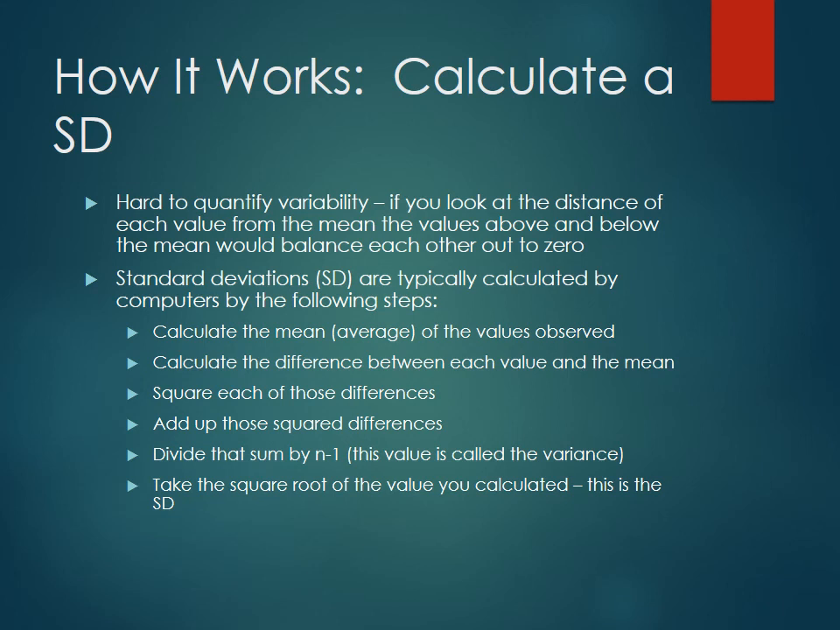Then you calculate the difference between each value in the data set and the mean, so you have an equal number of differences as values in the data set, right? You square each of those, add them all up together, and divide that sum by n minus 1, where n is the number of observations you had, subtracted by 1. That gives you the variance. Then you take the square root of the whole thing and get the standard deviation. So, clear as mud?